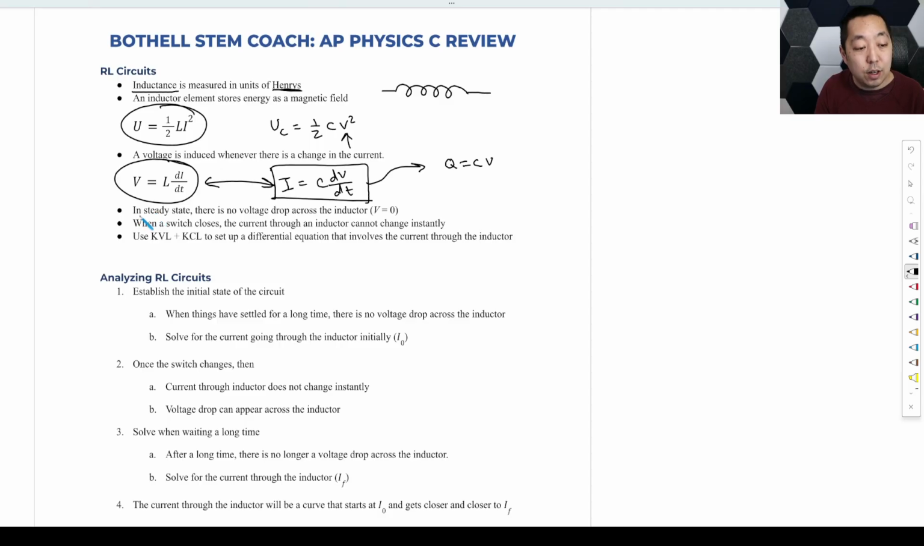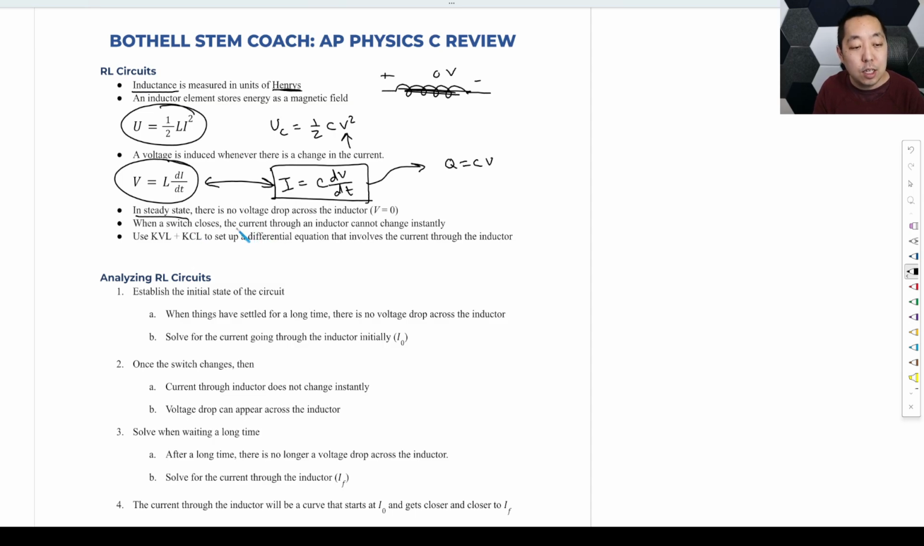So here are the rules when we're doing it. In steady state, there's no voltage drop across the inductor. So for a capacitor, in steady state, we said there's no current. For an inductor, we say there's no voltage drop. That's like a short. The voltage is 0 because it's just like a wire at that point, because this is literally a wire. It's a solenoid, so it might also have some magnetic field, and we might have an induced EMF due to any attempt to change the magnetic field through there, right? But in steady state, when nothing's changing, it's just like a wire. So there's no voltage drop. It's just a single conductor. The voltage drop is 0 volts in steady state.